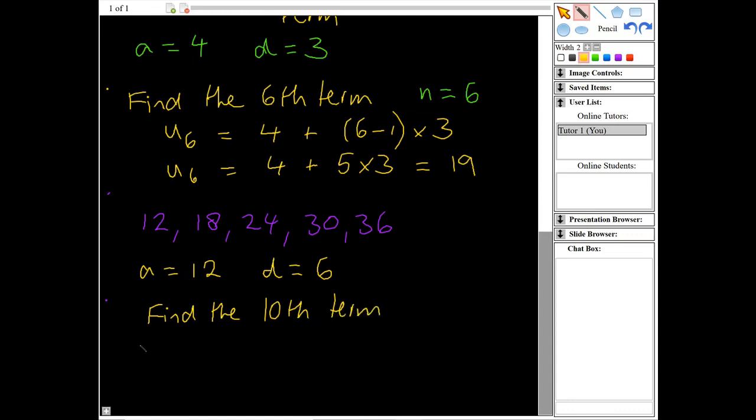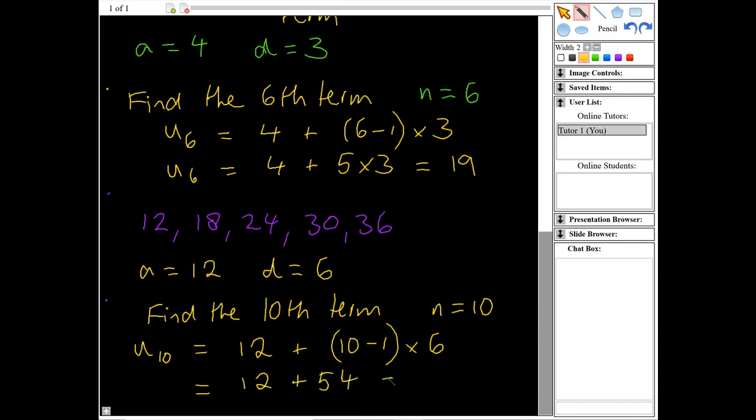If I want to find the 10th term, then I'm going to use U10 is equal to, so my n is going to be 10. And then it would be A, which would be 12, plus n take away 1, and then times the common difference, which is 6. So that would therefore be 12 plus 6 times 9, which is 54. So the answer should be 66. In that case, my 10th term would be 66.